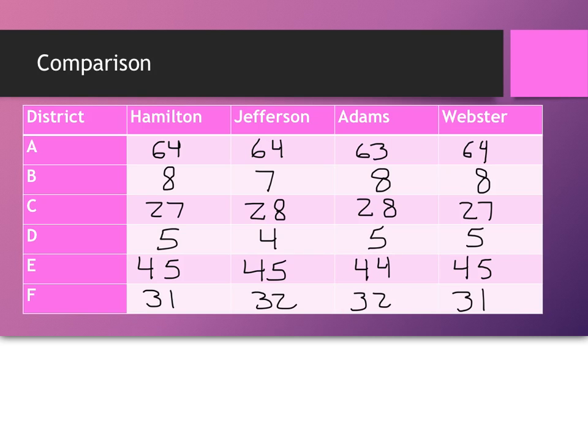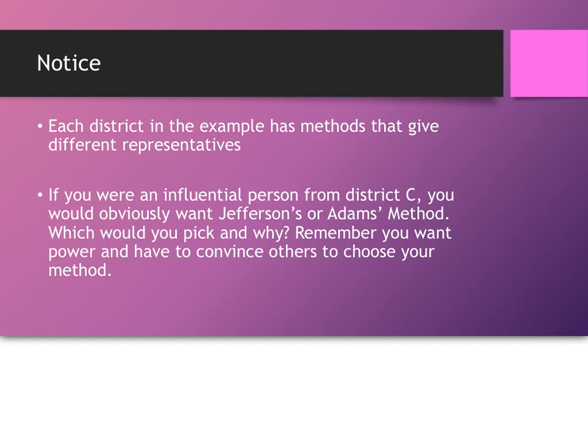But again, I'm trying to get at the idea of the gamesmanship and why there's a lot of backroom deals in politics in general. Everybody wants the most representatives for their district. So how would you argue that if you were District B or District D? Notice each district in the example gets different representatives. And if you're an influential person, which method would you pick and why?